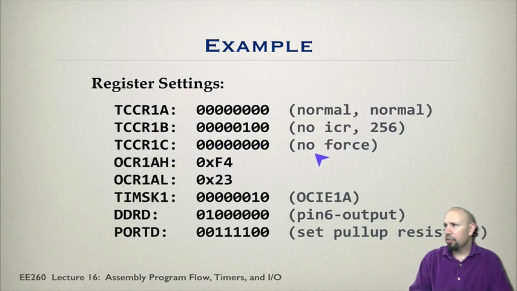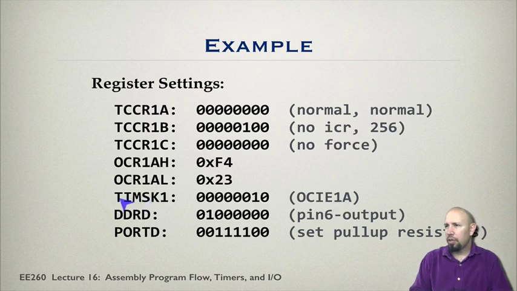The TCCR1C, we're going to have all zeros. That means we're not going to do any forced outputs. Here are the output compare registers 1A, the high byte and the low byte. So there's the 4F23. They need to go into those registers.